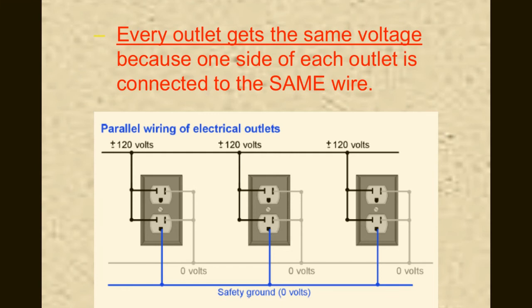And then every outlet obviously gets the same amount of voltage. So we talked about this when it was light bulbs. Every light bulb is able to have the same exact output of brightness, whereas in a series, it kept getting dimmer and dimmer the further down it was in the line.